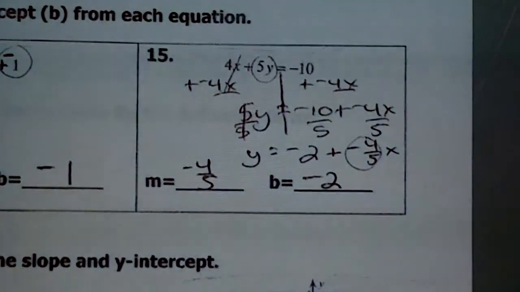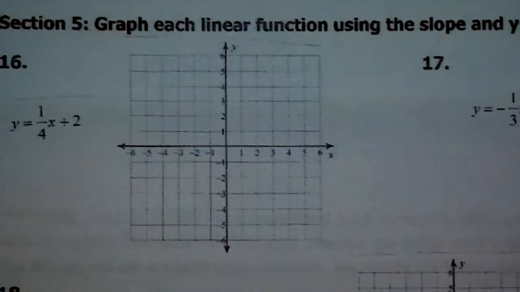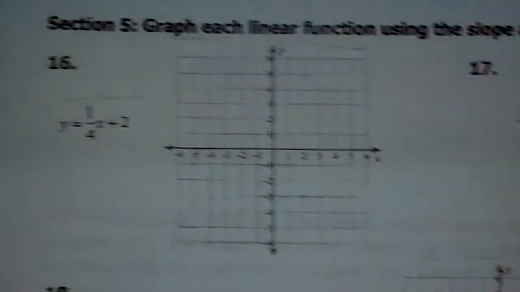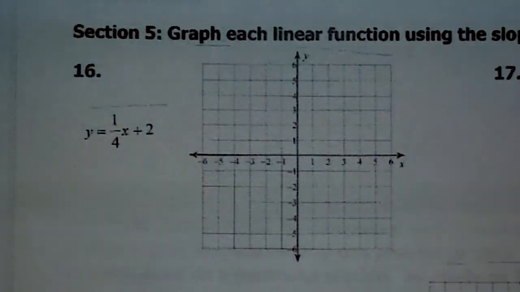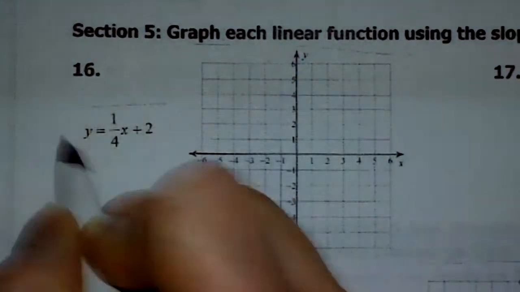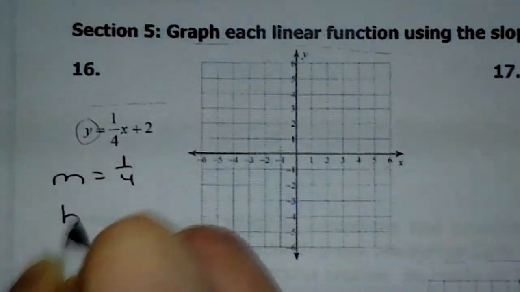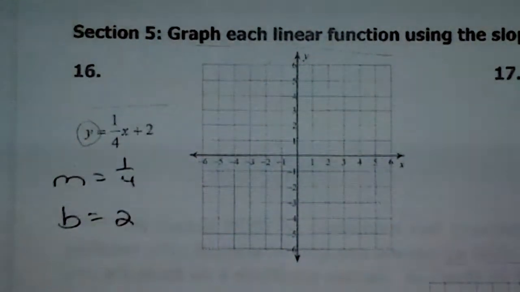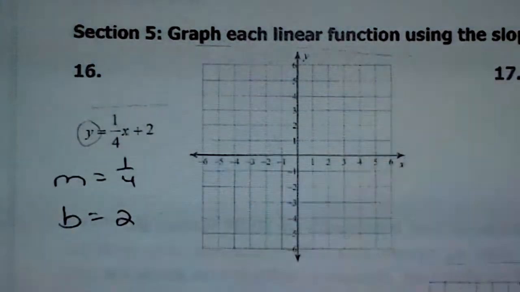All right, next set. I ask you to graph each linear function using the slope and the y-intercept. So we just looked at an equation and identified the m and the b. That's what I need you to do first. So in looking at this, it's already solved for y. The m is 1/4. The b is 2. Okay, coefficient of x, that's your m. By itself, that's your b.